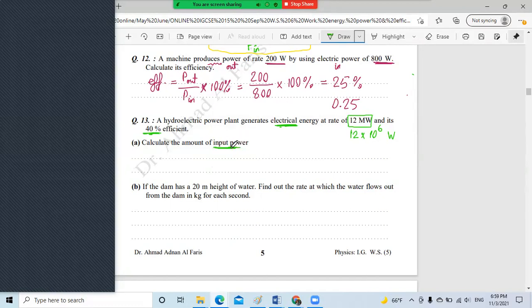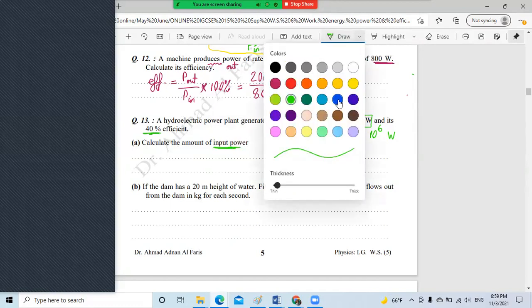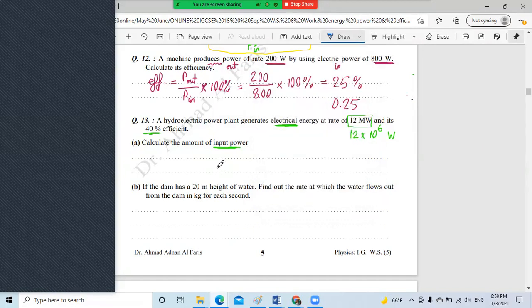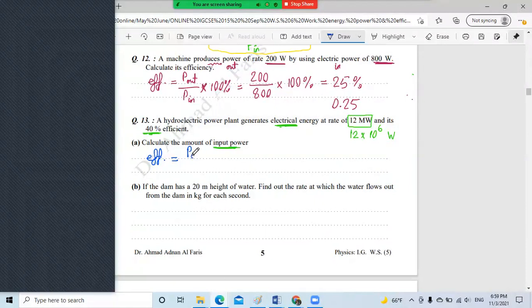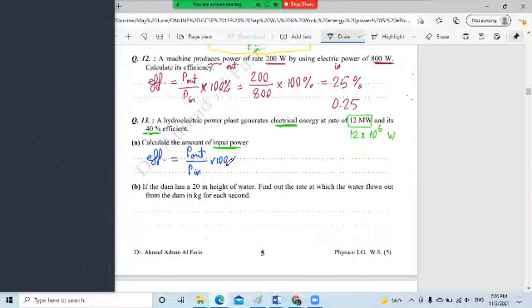What's the input? Power of what form of energy? What was the form of energy here in this question? Yes, Muhammad. Who can give me the answer? Megawatt means million watt. Not chemical energy. I'm talking about hydroelectric, water falling. So what was the energy for the water before? Exactly. Thank you Salsabil, Muhammad, Noor. Gravitational potential energy. So efficiency equals power out divided by power in, that's what they ask, multiplied by 100%.